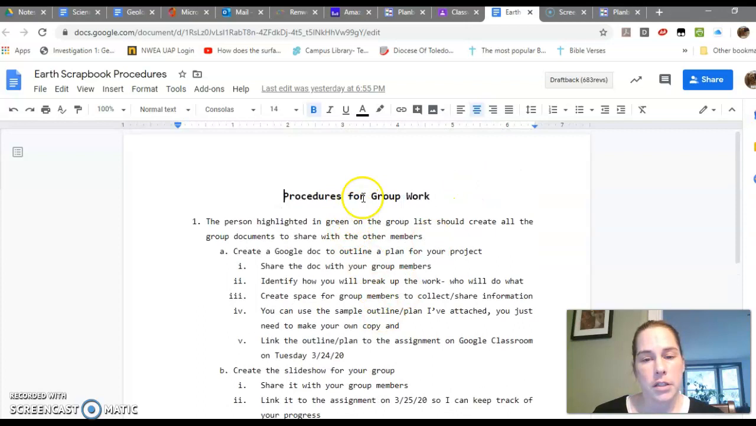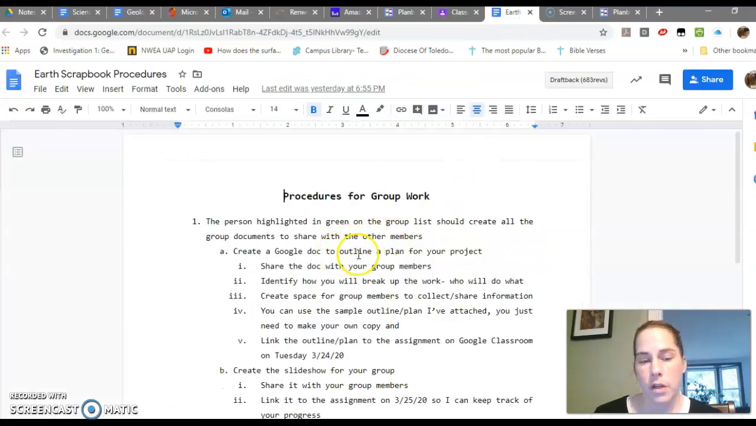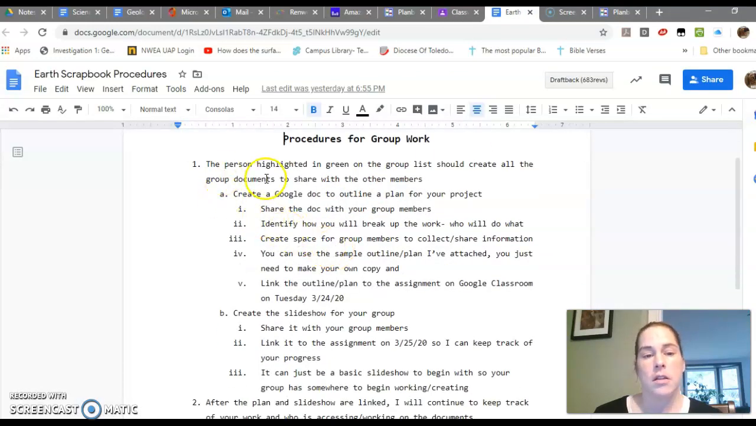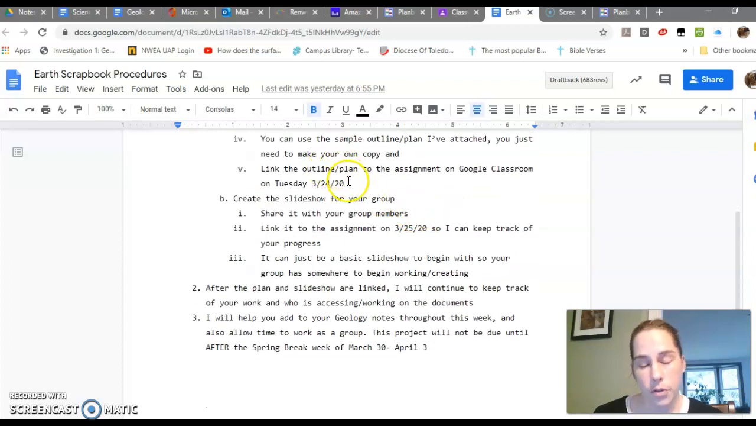I've also linked the procedures for group work. It was group or scrapbook procedures. Again, it just says that the highlighted person needs to create the Google Doc, share it with your group members, identify how you're going to break it up, who's going to do what, create space for collecting and sharing of information. That's what I showed you at the bottom. You can use the sample I've attached. You as the group leader have to make sure it's attached to the assignment by Tuesday.